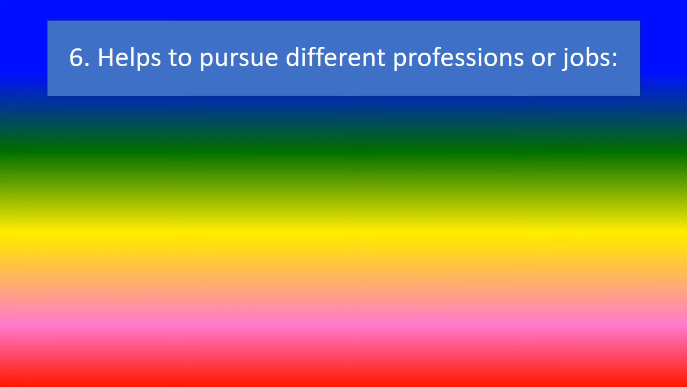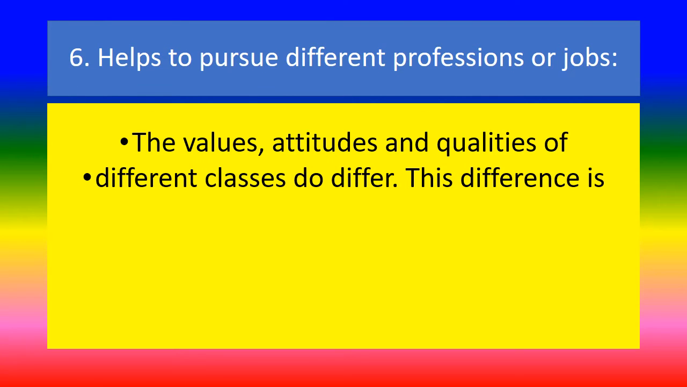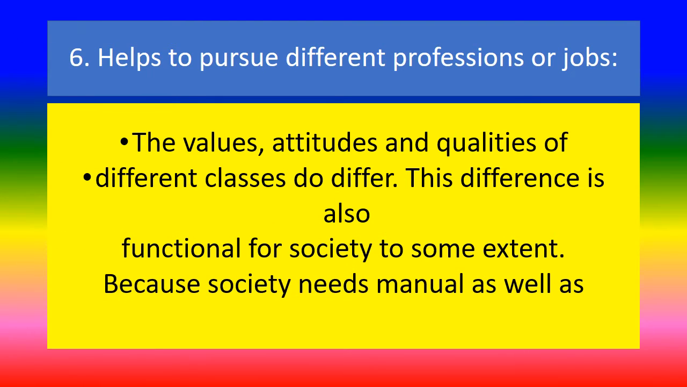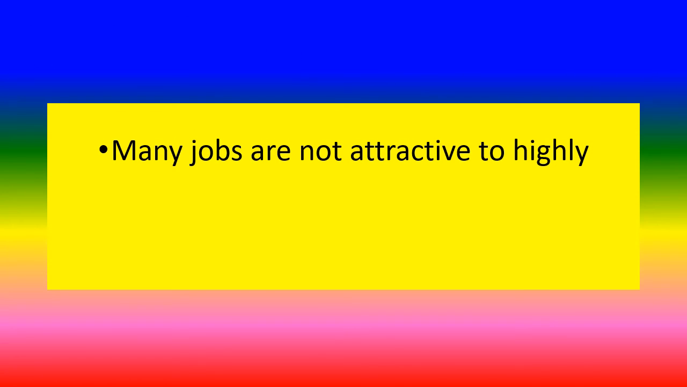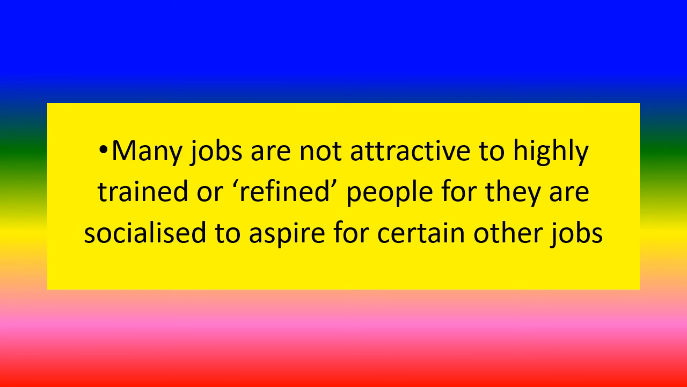Six, help to pursue different professions or jobs. The values, attitudes and qualities of different classes do differ. Difference is also functional for society to some extent, because society needs manual as well as nominal works. Many jobs are not attractive to highly trained or refined people, for they are socialized to aspire for certain other jobs.